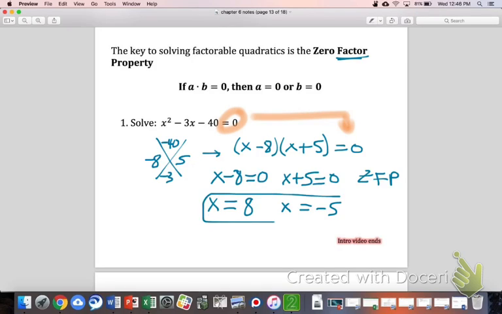So quadratic equations will often have two answers. They don't all have two answers, but this one does. If you wanted to, you could take the 8 and plug it in and see that it is a solution for the original equation. Same thing with negative 5 in this case.